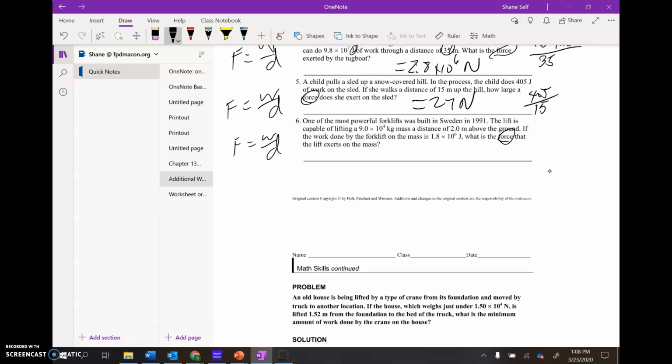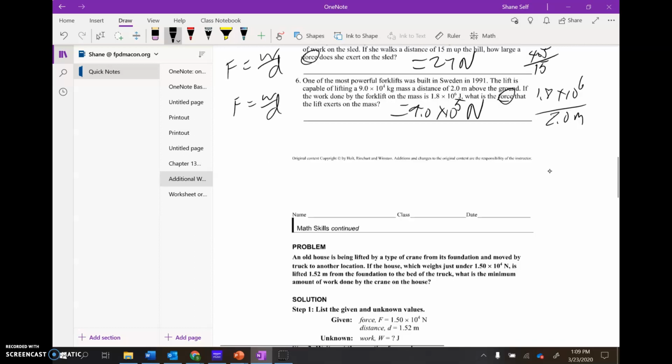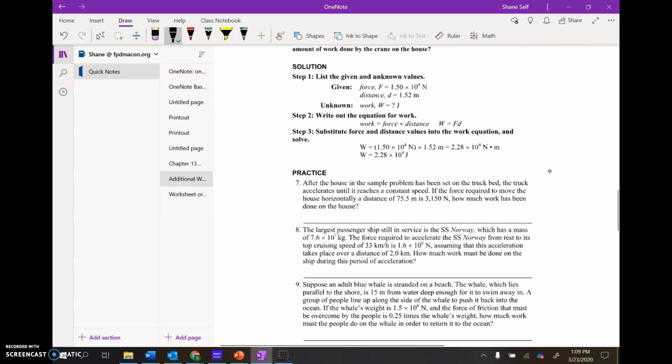So we find our work. Our work is in joules, 1.8 times 10 to the 6. Find our distance. Our distance is going to be 2, which gives us a force of 9.0 times 10 to the 5th newtons. Just plugging it in, doing it on the calculator. Easy stuff.